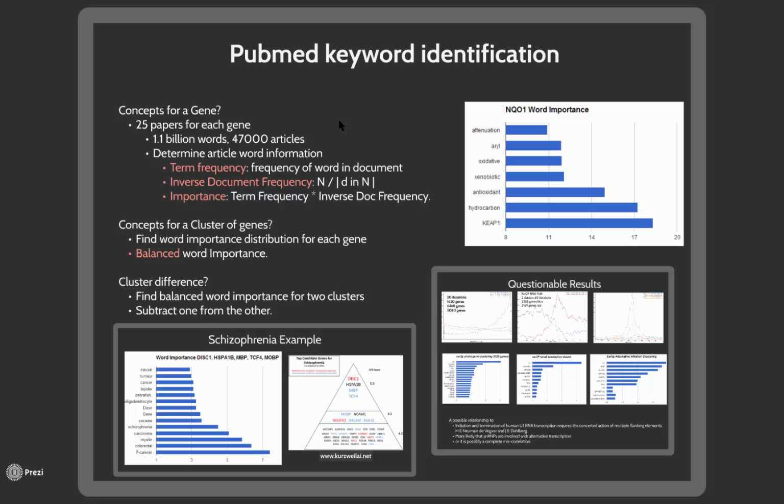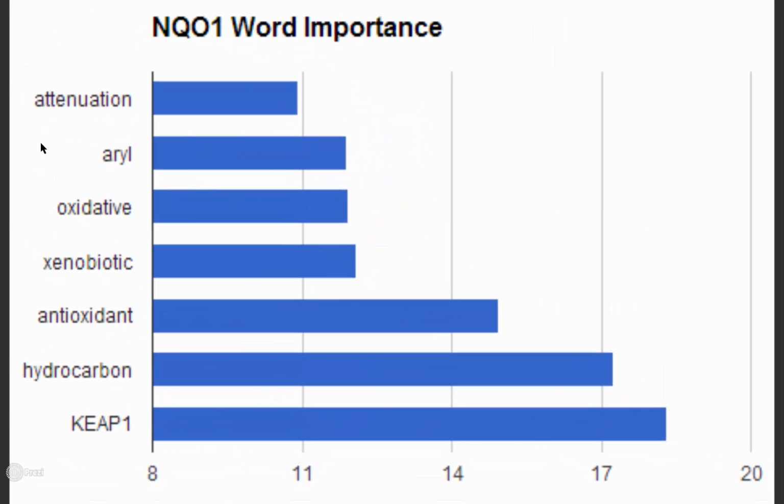So let's take an example of a gene that's commonly studied in my department. This is NQO1. NQO1 is involved with NRF2 and KEAP1 and the aryl hydrocarbon response. NQO1 deals with antioxidants and xenobiotics and metabolism. And if I were to pick words out that I would try to describe NQO1 with, these are pretty much the words I would pick. KEAP1 would definitely be up there near the top. KEAP1 targets NRF2 for degradation.